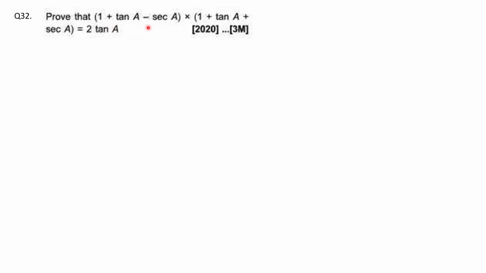Prove that (1 plus tan A minus sec A) into (1 plus tan A plus sec A) equals 2 tan A. Now this is a 3 marker question. Take the LHS part and group this 1 plus tan A on both sides together. If you take 1 plus tan A as a and sec A as b, it is in the form of a minus b, a plus b, isn't it? So it will become a square minus b square. So (1 plus tan A) whole square minus sec square A.